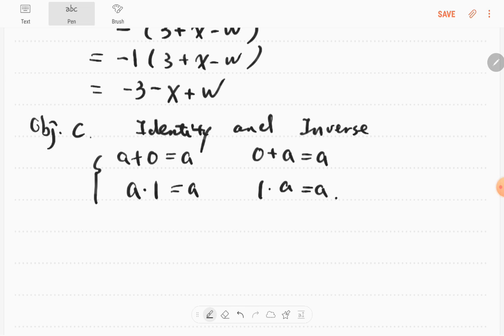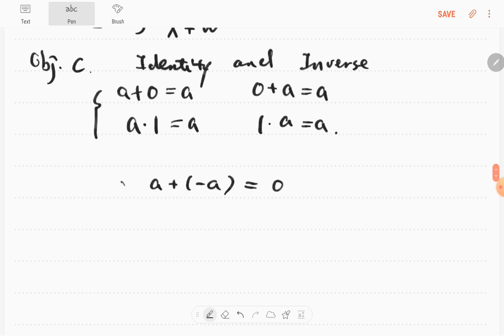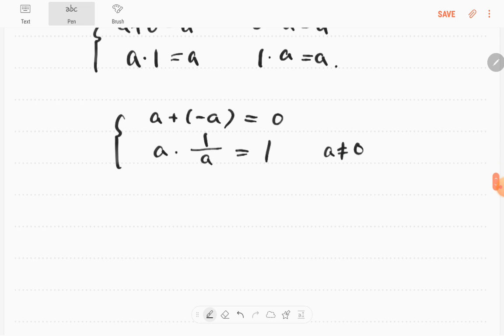And the inverse for addition is just the opposite. So we know a plus negative a is equal to 0. But the inverse for multiplication is a times 1 over a equals 1. But for this one, a is not equal to 0, because if a equals 0, then 1 over a does not exist. Okay, I guess that's all for 1.7.